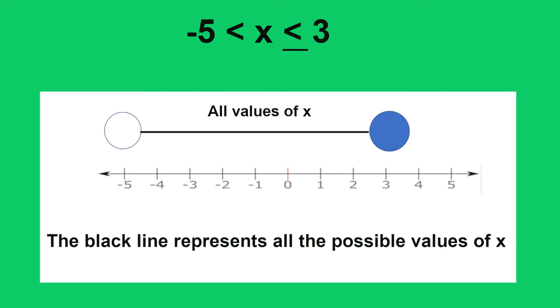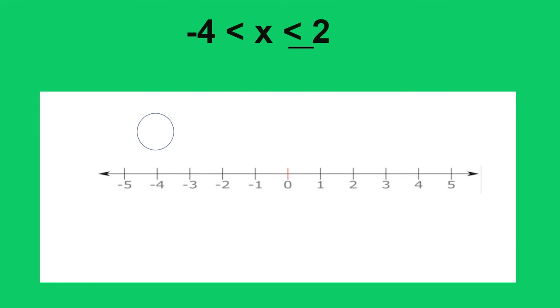So let's look at another one. We've got -4 is less than x, x is less than or equal to 2. And I've started off by drawing a hollow dot above the -4, and I'm going to leave it like that. Now let's think about where we're going to place the next dot. Well, we're going to place it above the 2, we know that much. And this time we're going to colour it in simply because it's less than or equal to.